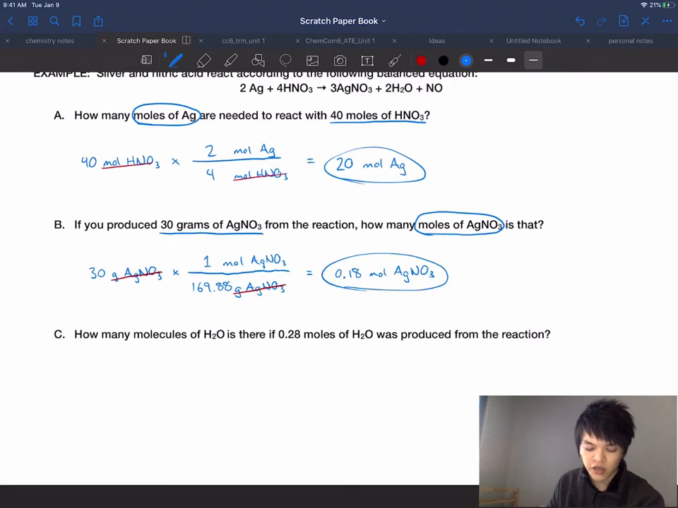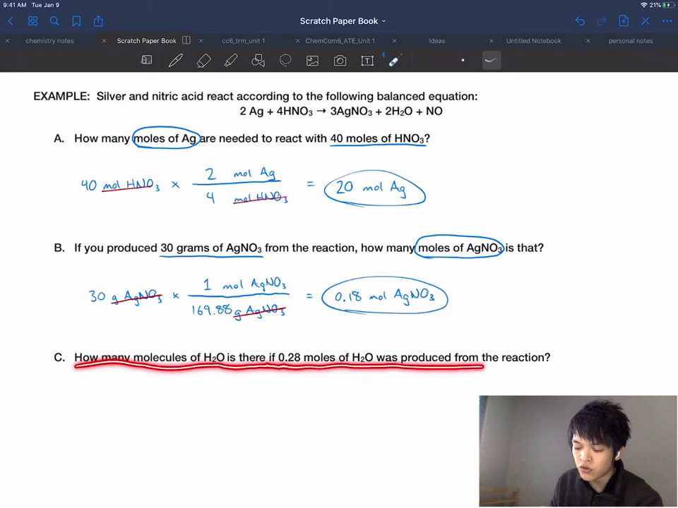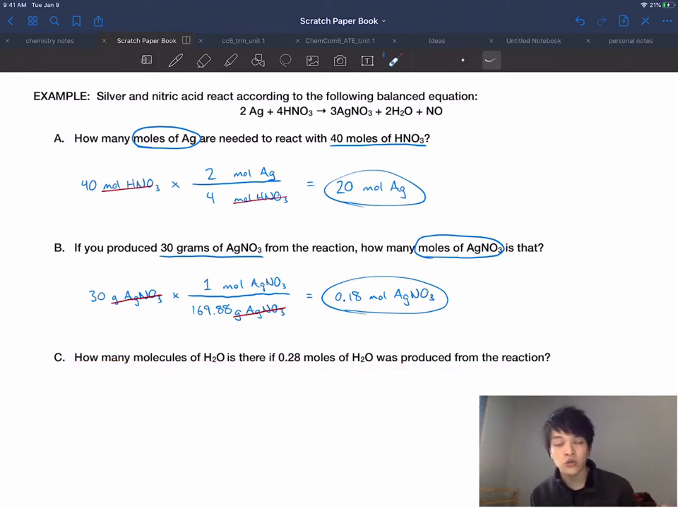Okay, let's take a look at letter C. For letter C, we have the question, still about the same reaction. How many molecules of H2O are there if 0.28 moles of H2O was produced from the reaction? Okay, so this reaction produces 0.28 moles of water. How many molecules of water is this? All right, so we're going from moles of water. There should be a lot. Molecules are really tiny things.